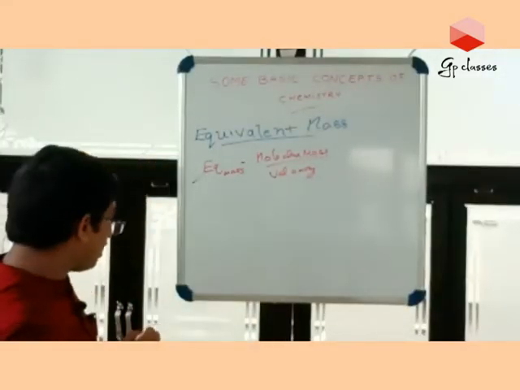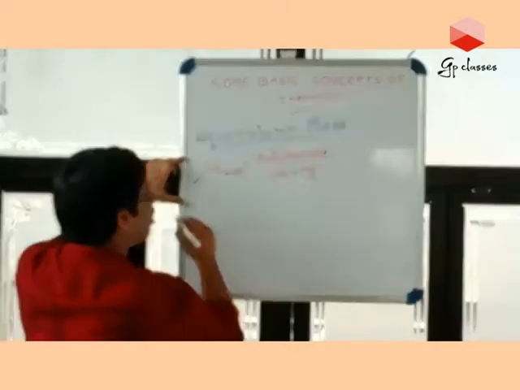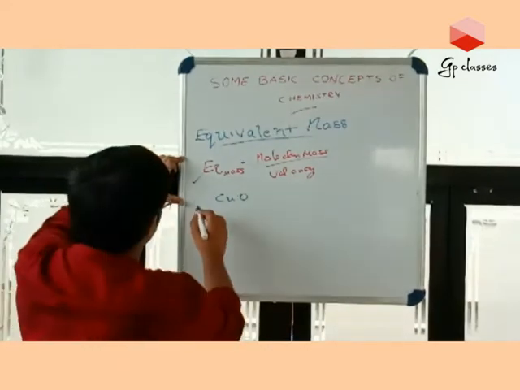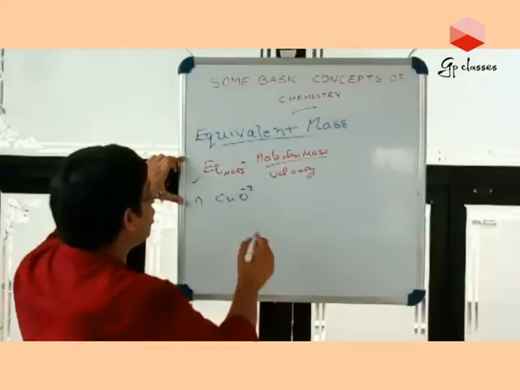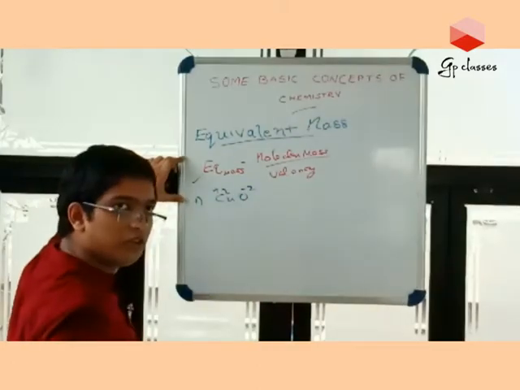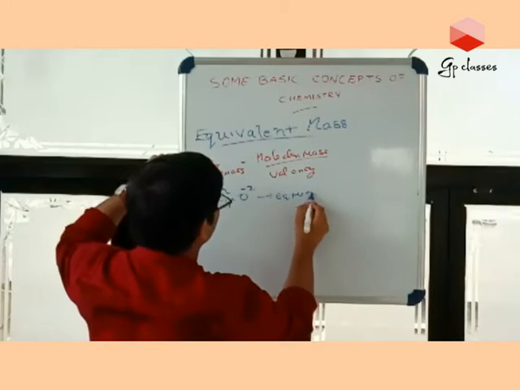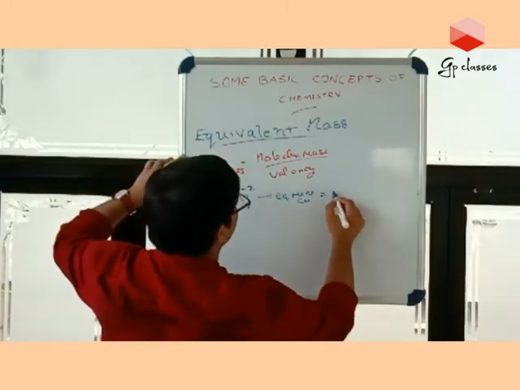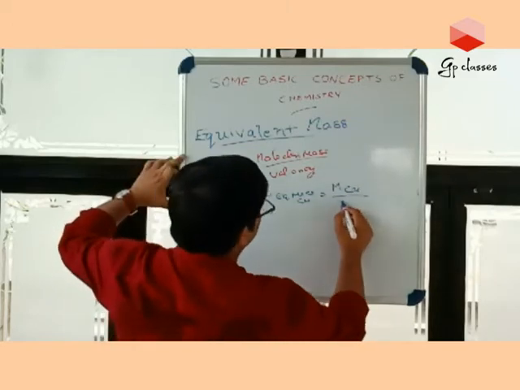We can study it with an example. Let us consider oxides of copper. First of all, we will take CuO. First example, this is copper oxide, in which oxygen is in -2 state and copper is in +2 state. So in this, the equivalent mass of copper is equal to the mass of copper divided by its valency. Valency is 2.